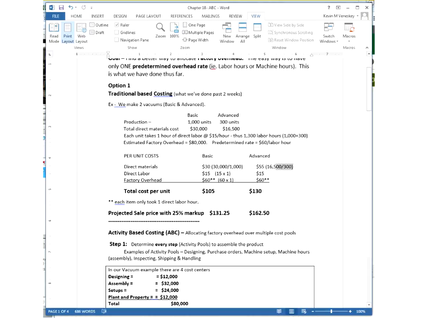And then we did the same thing for the advanced. The only cost difference was the direct materials. The materials are more, maybe better materials, maybe it has more materials, whatever it is. $55, add them all up, it's $130. So not a huge difference between the two, but enough. And then if I was to project it with a 25% markup, this would be my possible selling price. That's the whole purpose to get our cost here, is to find out how much I need to sell these items for and still make a profit.